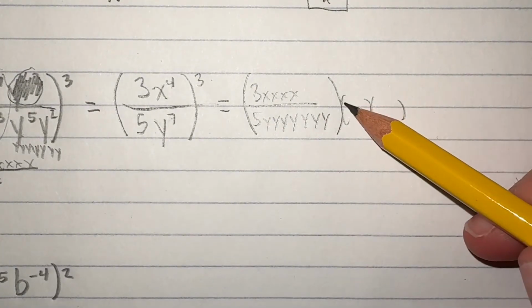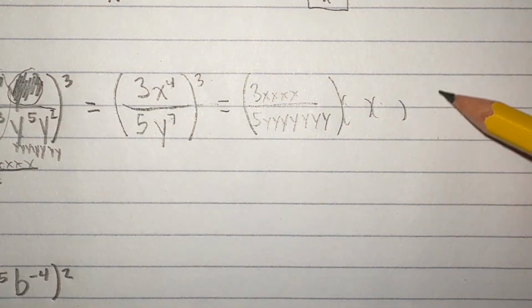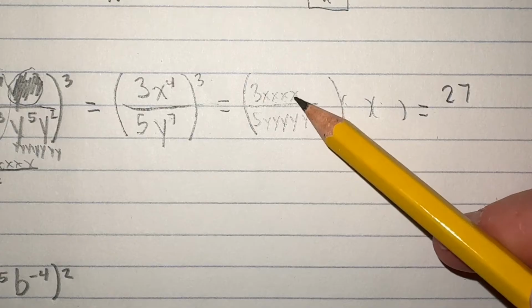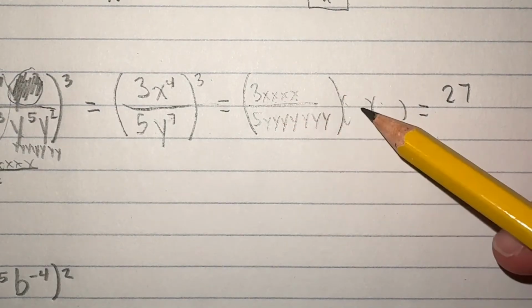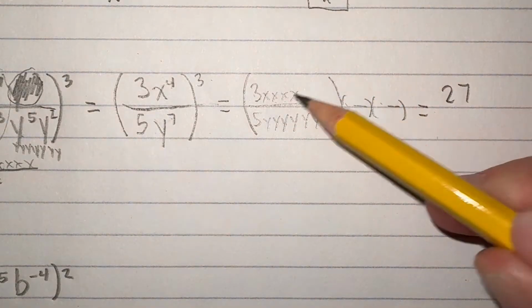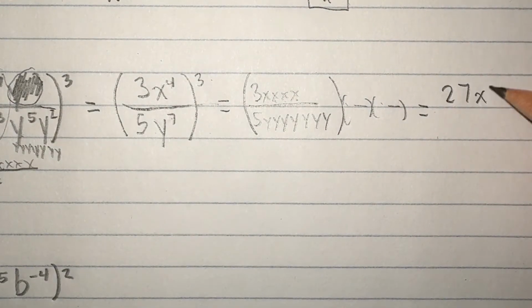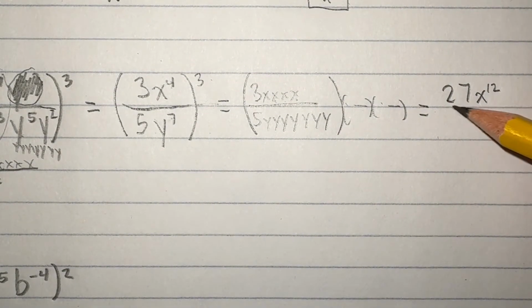3 times 3 is 9, times 3 is 27. This is x times x times x times x, right? So that's 4 x's times another 4 x's times another 4 x's. So that's 4 x's 3 times, 4 times 3, that's going to be 12 x's.